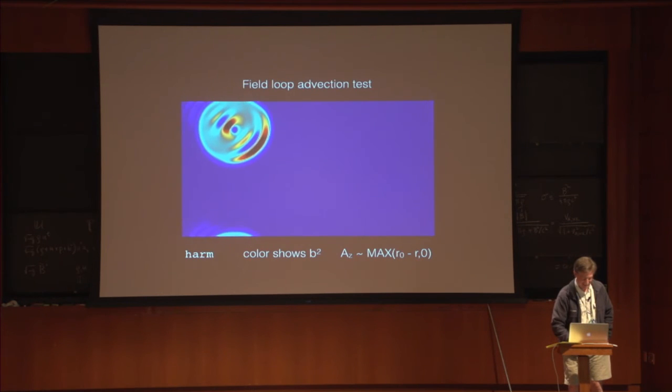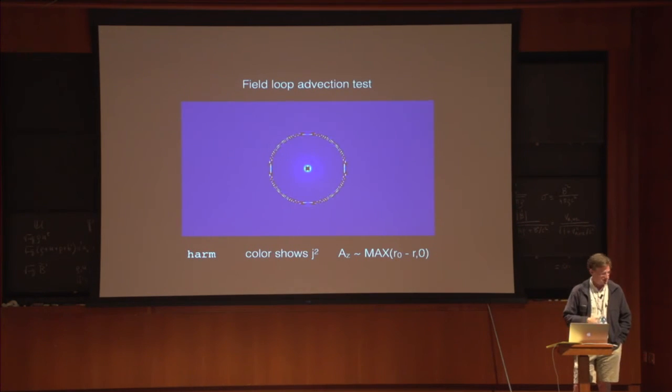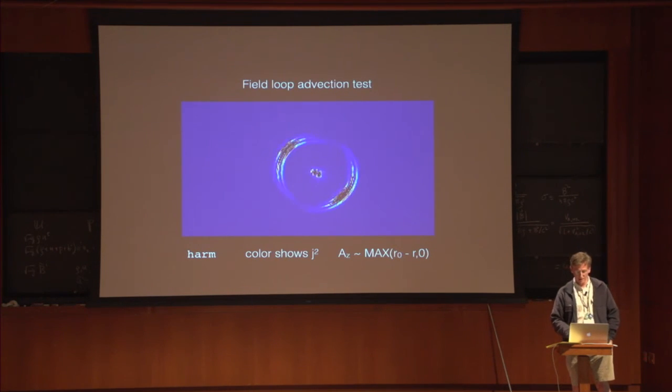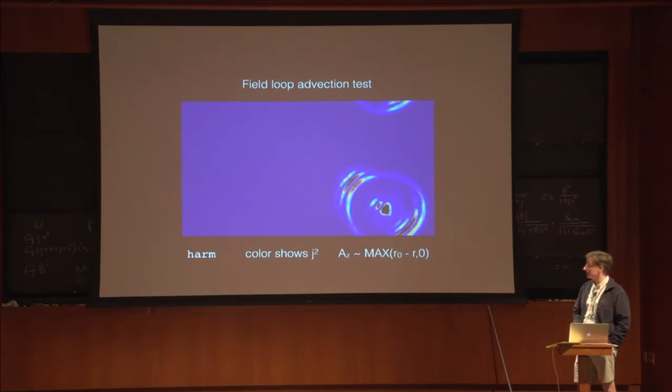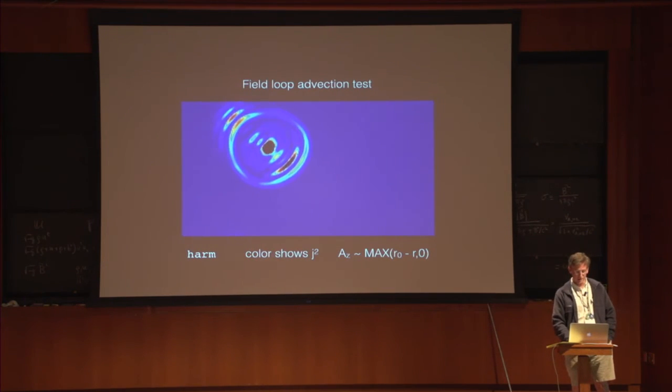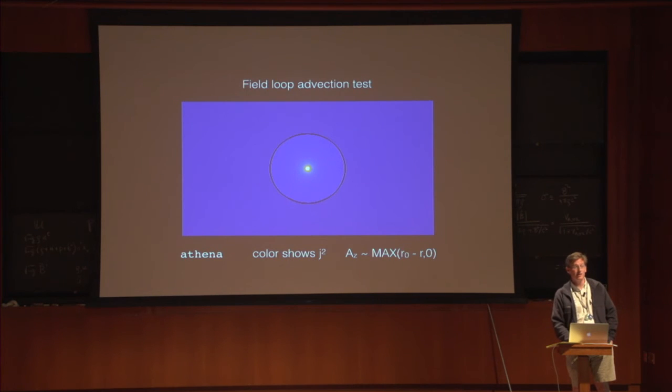Sorry? Not in your code. Yeah. No. Okay. So this shows J squared, which is related, of course, to derivatives of the magnetic field in the same test problem. And again, we advected across the grid, and you can see there's significant dispersion error. Okay, so here is the same J squared with Athena. So here's Jim showing off.